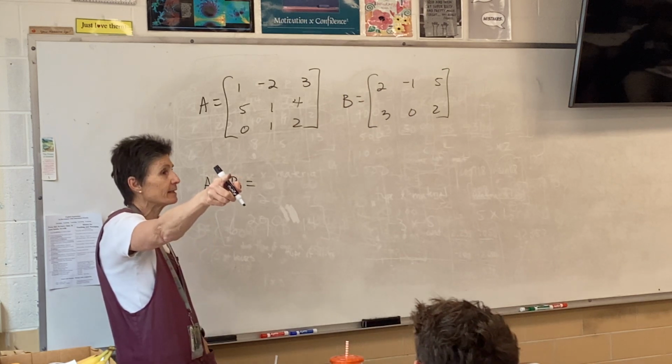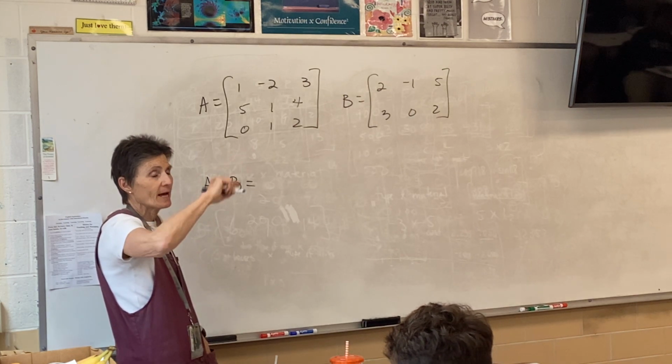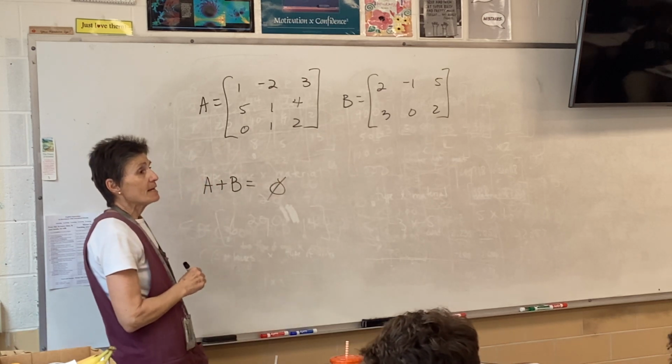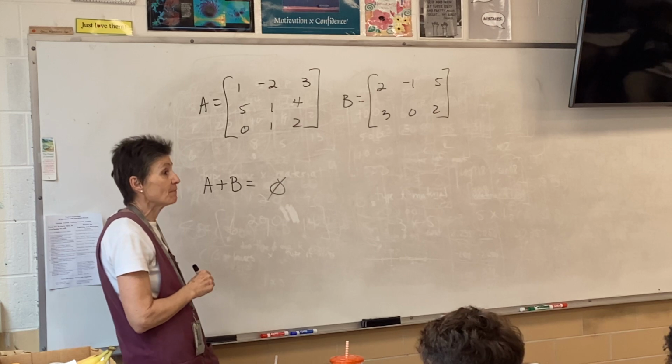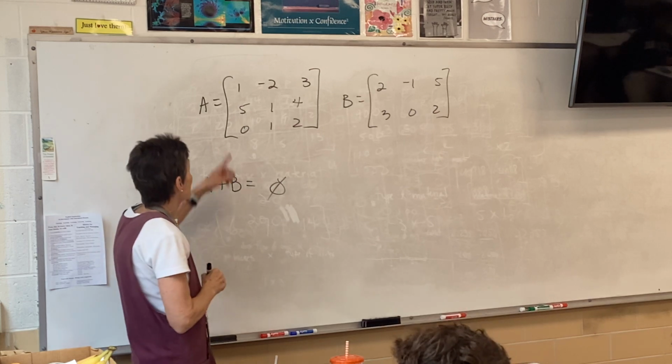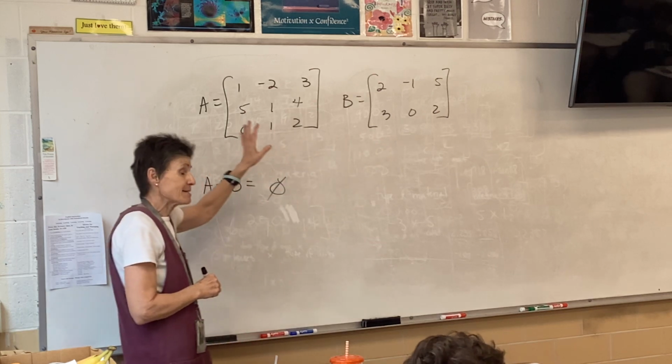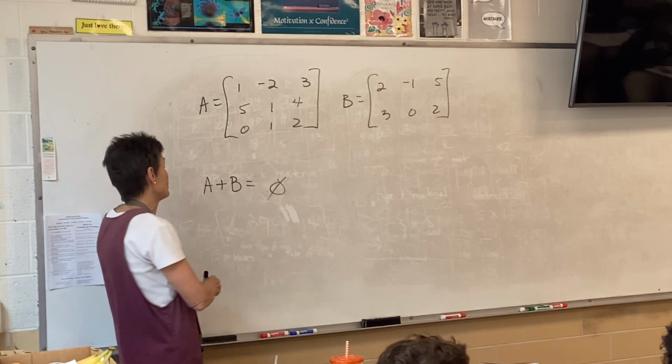I heard somebody say, can't do that. What's wrong? They're not the same size. If they were the same size, you just add corresponding entries, right? But since they're not the same size, you can't do that.